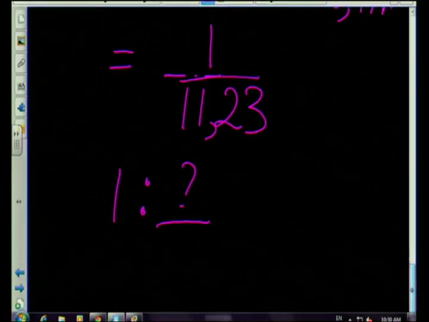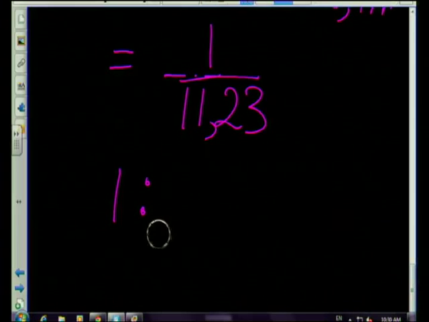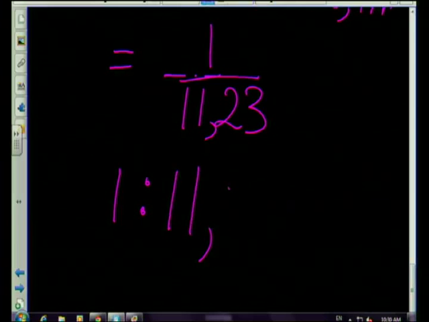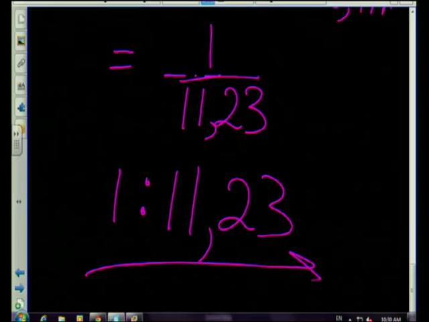Let's go further. 1 over 11.23 is the same as saying 1 is to 11.23. So let's erase that question mark out. And my ratio and my final answer is 11.23. Guys, this is our gradient. What does it mean? It means that for every 11.23 meters that we walk, the slope increases in height by 1 meter.